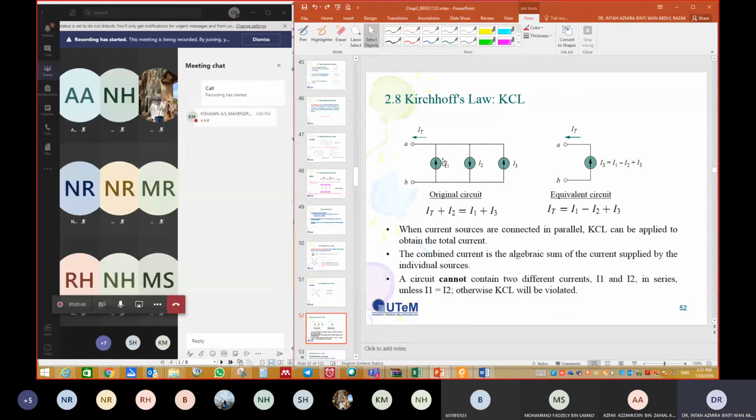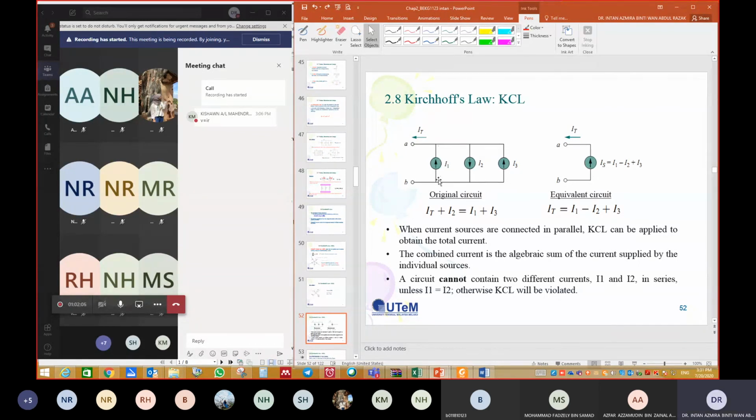Okay, we can sum all the currents I1, I2, and I3 to become I total, IT. Okay, IT or IS. So IT is equal to... Okay, this is the node. This is one node.